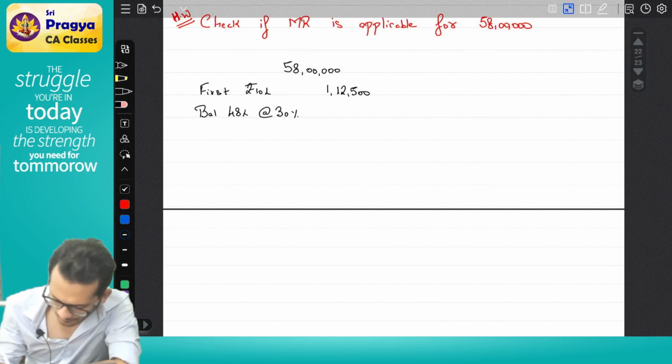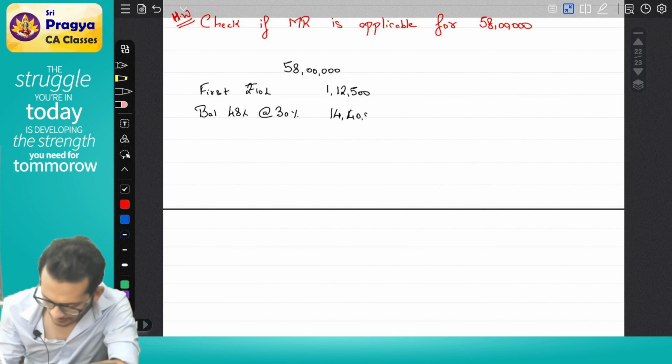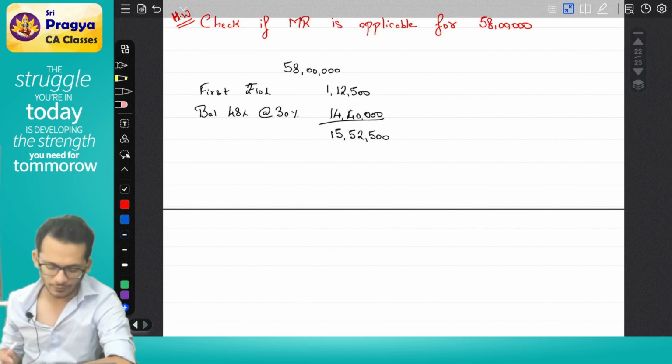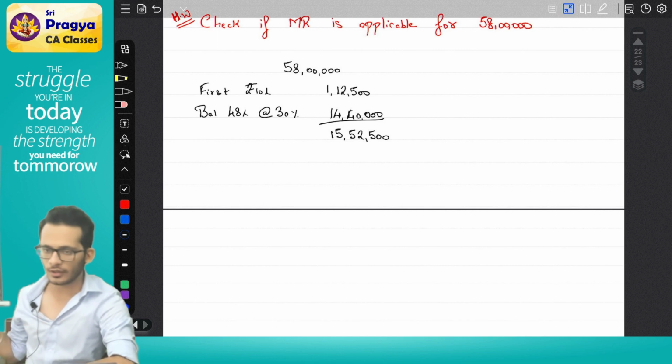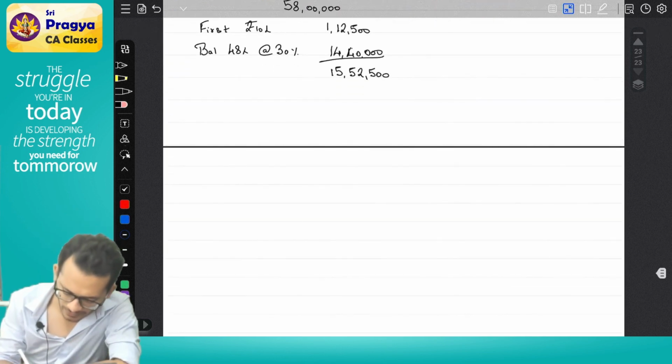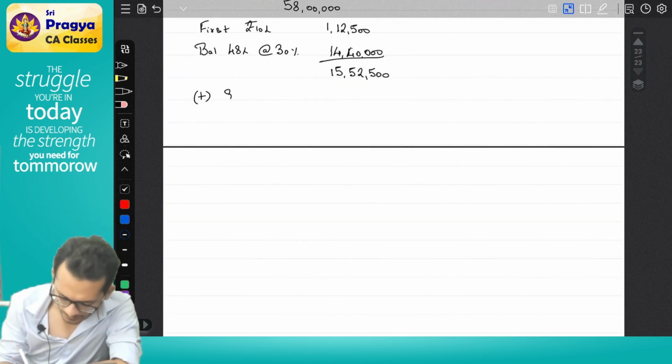the number is 14 lakh 40,000. Total the number: 15,52,500. Since you have completed till this step, you will ask yourself whether you are rich, poor, or middle class. You tend to be a rich person. Therefore, you'll have to add surcharge at the rate of 10%.